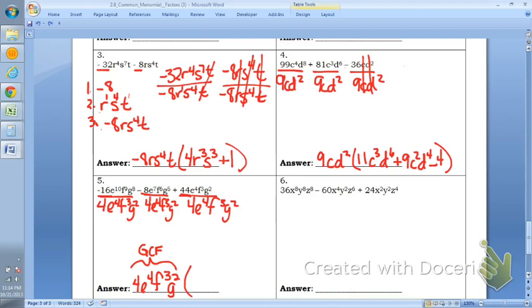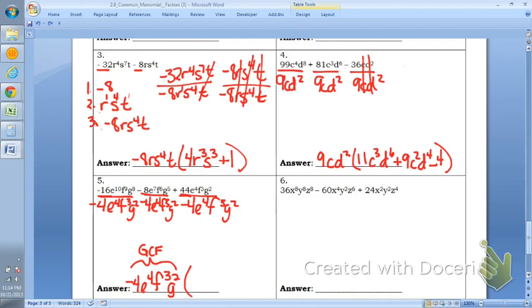Okay, looking at the first, oh, wait a second, I almost forgot. Look at what else I forgot to do. Notice the leading term on the first one is negative, so that means our greatest common factor must have a negative. So I did forget that I need to have a negative on each one of those greatest common factors.